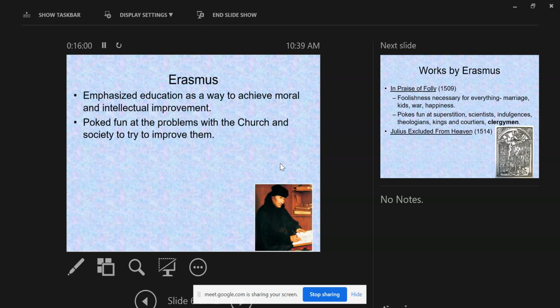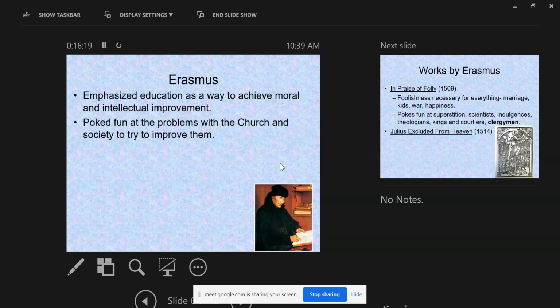And so there's this belief at this period of time that the more educated you are, but let's be honest, that's actually the more wealthy you are and so on, the less likely you are to commit crime and quite frankly to sin. So education as a way to achieve moral and intellectual improvement.